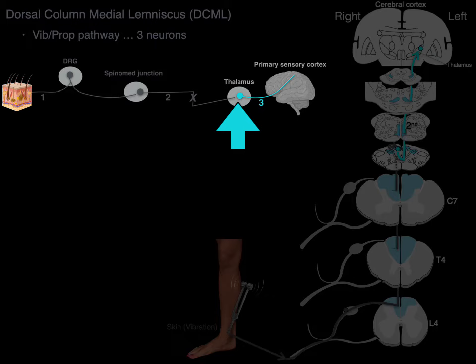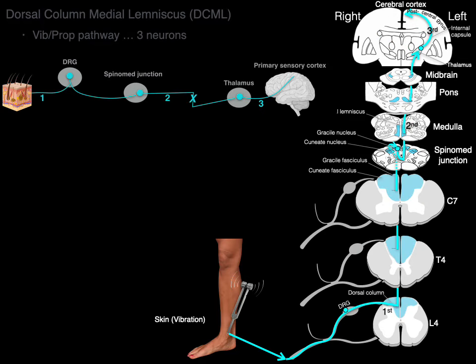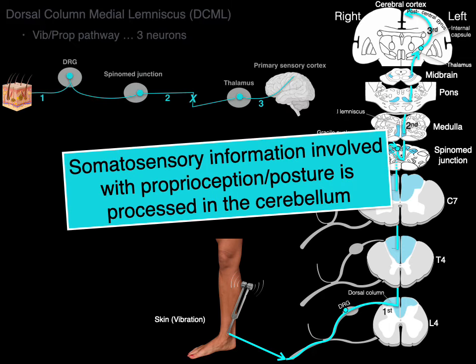Then the third order neuron is going to ascend to the primary sensory cortex. So there we have the cell body in the third order neuron. It ascends up through the internal capsule and synapses in the postcentral gyrus. And there we have all of them. I want to make a note here, like a little caveat.